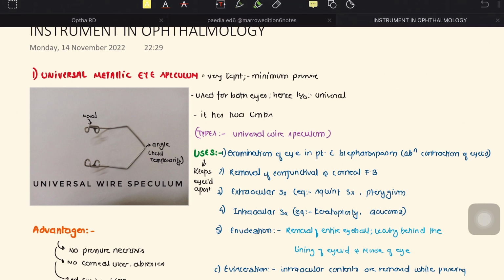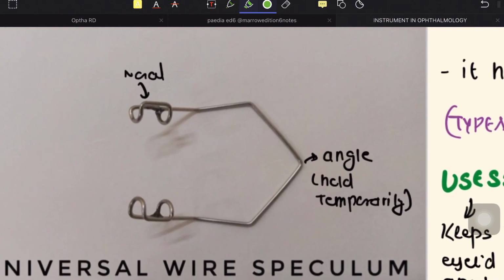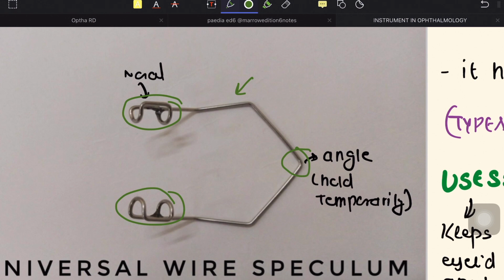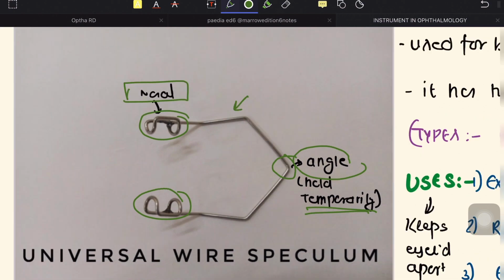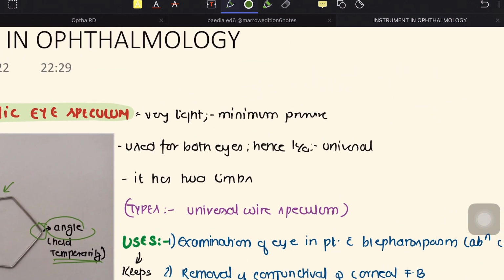We'll begin with the universal eye speculum. This instrument that you can see here is the universal eye speculum. As you can see, it is made of metallic stainless steel, and it has an angle and two ends, two limbs. These two limbs are placed on the nasal side of the eye, whereas the angle is held from the temporal side. It is called universal wire speculum because it can be used in both eyes. It is a very light instrument which exerts very minimal pressure, and that results in various advantages: it will not cause any pressure necrosis and will not often lead to damage to the eye. So it is used for both eyes, hence it is called universal.